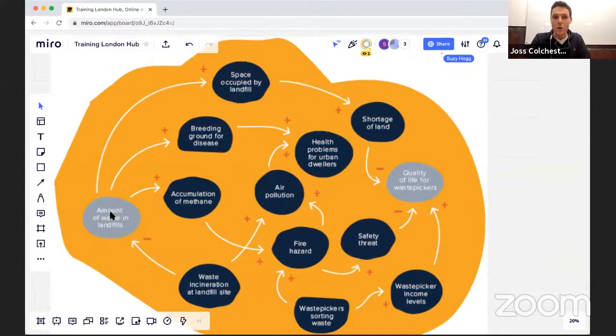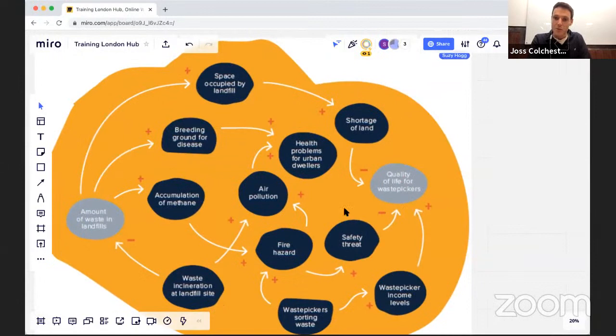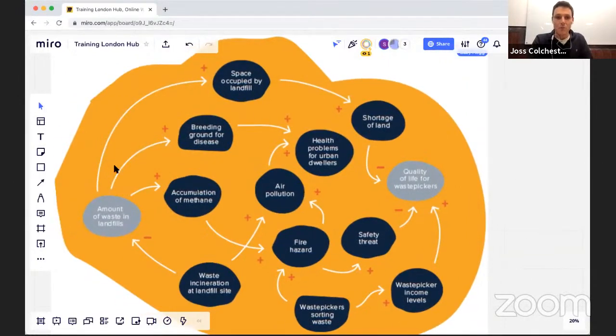You know, the amount of waste in landfills, breeding ground for diseases, air pollution, fire hazards, safety threats, shortage of land, space occupied by landfills. And then they're drawing lines between them, what affects what. And they're putting in those little pluses and minuses. So let's take a look at this. Anybody want to try and walk me through this a little bit?